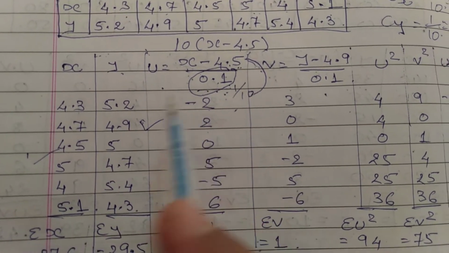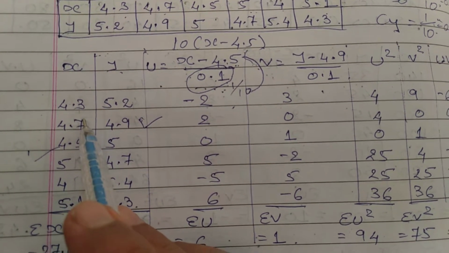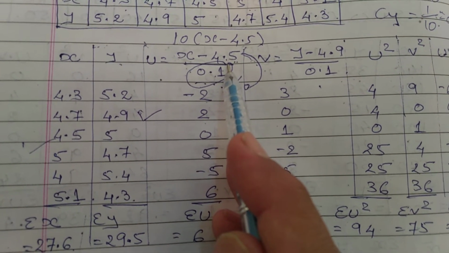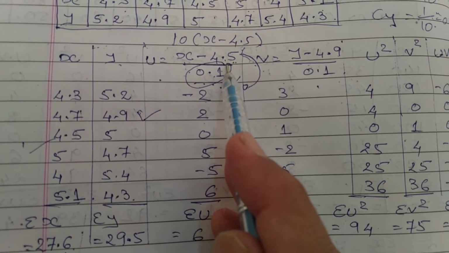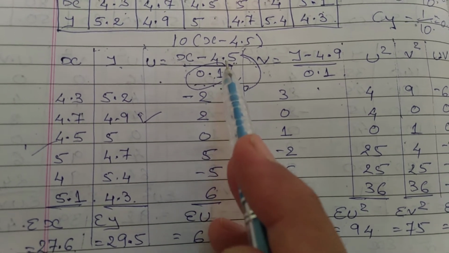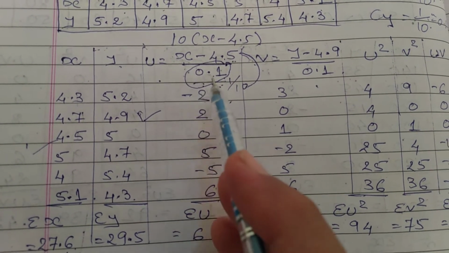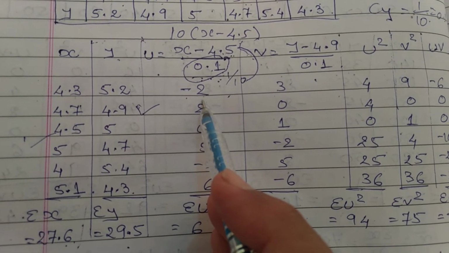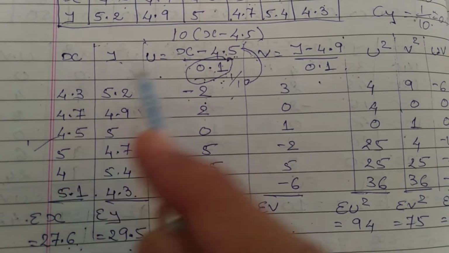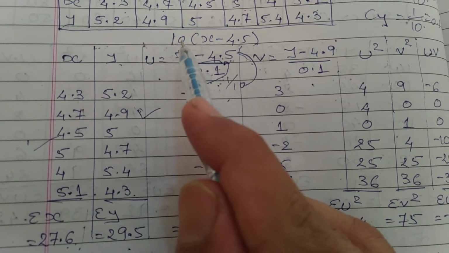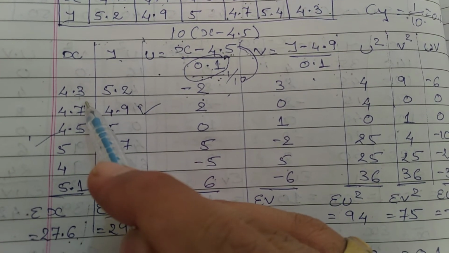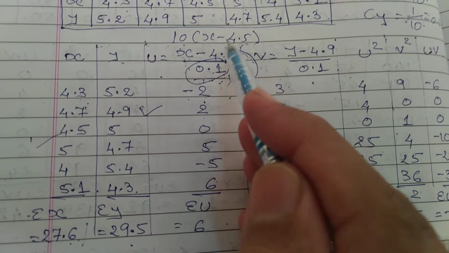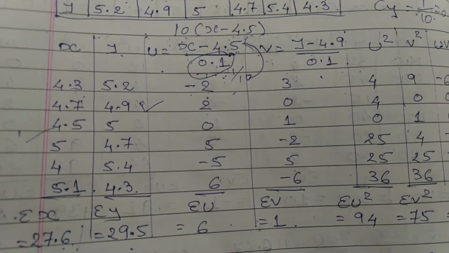First of all, check it out. 4.3 minus 4.5 would be minus 0.2. Minus 0.2 divided by 0.1, the answer would be minus 2. But let's do it differently. As if the multiplication is 10, 4.3 minus 4.5 would be minus 0.2. Minus 0.2 into 10, that is minus 2.